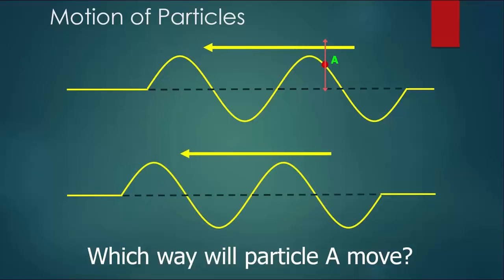In the next moment of time, the wave has shifted slightly to the left. Let's ask ourselves that question. If we're particle A, what part of the wave is coming next? Particle A is already on a crest. The next part of the wave that's going to get there is a trough. Which way do you have to move to be in a trough? You have to move down to be in a trough.